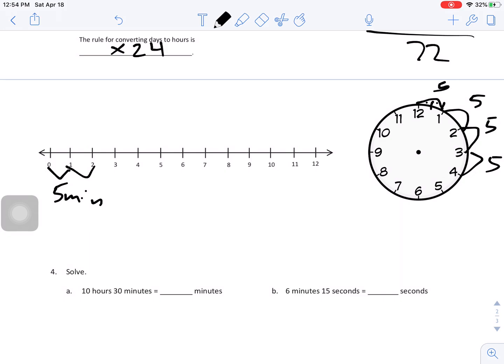Between 1 and 2 are 5 more minutes. Between 2 and 3 are 5 more minutes. Because if I jump all the way to 12, I go 5, 10, 15, 20, 25, 30, 35, 40, 45, 50, 55, 60. Same on the clock. That's one strategy you could use if the conversion tables and multiplication is not working for you. That might help.